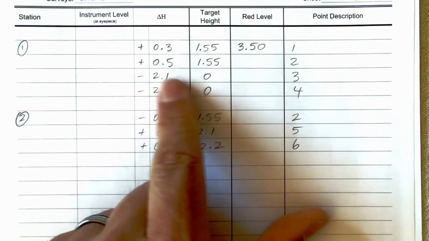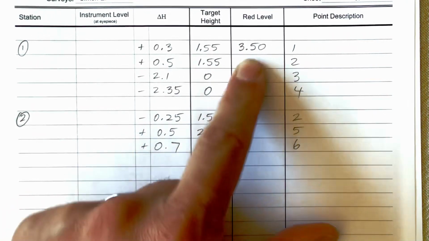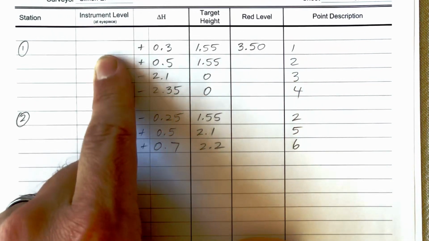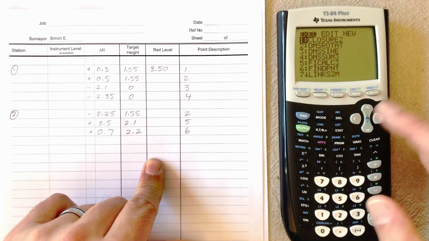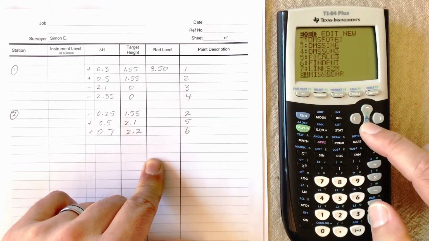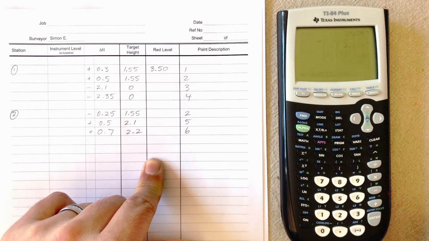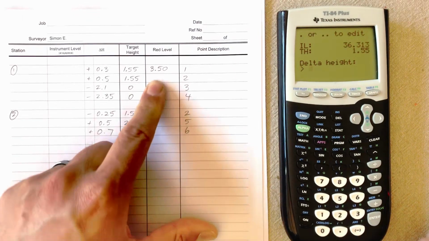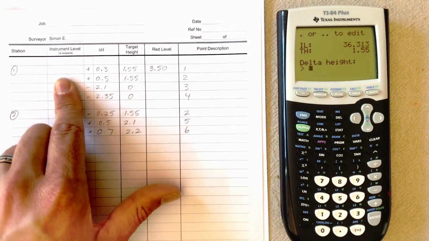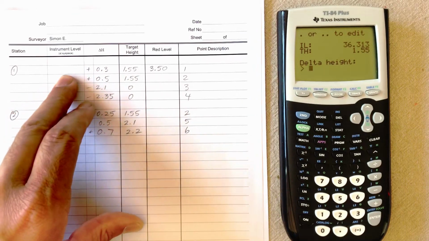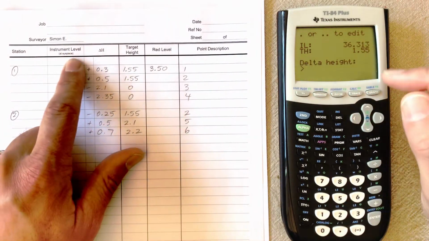So I've got to start with one where I know the actual final level, and so this one I've got 3.5, and I'll just show you how I use my calculator to calculate the rest. So program, and go down to my reduce level app, run that. So the first thing I need to do is to actually work out what the level or the height of my instrument was. I'm going to call that IL for short, instrument level.